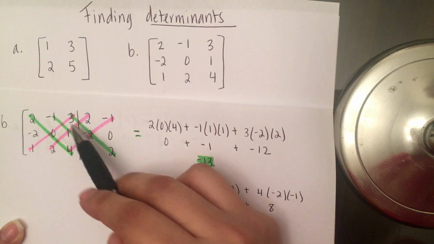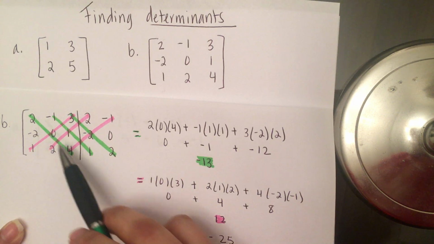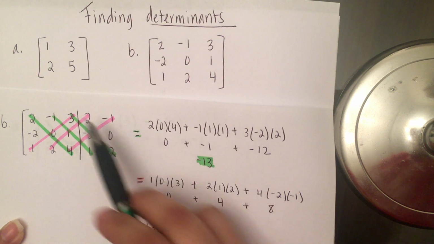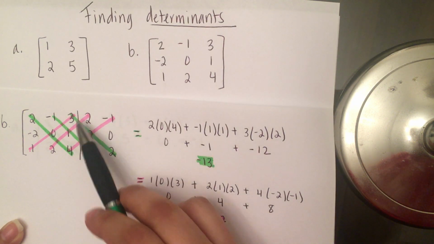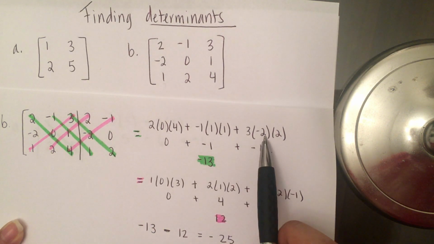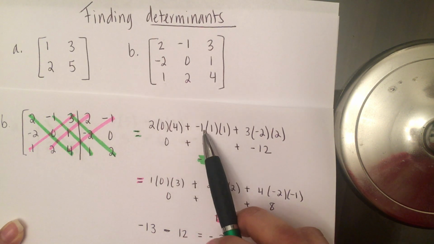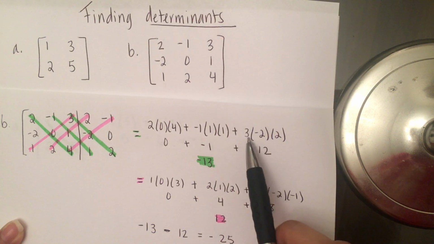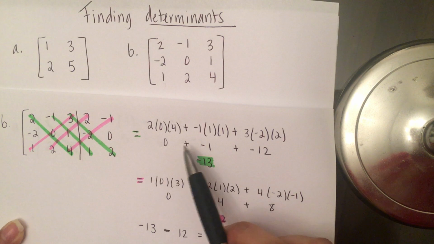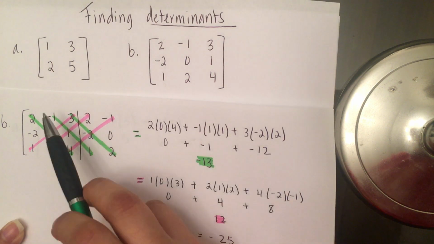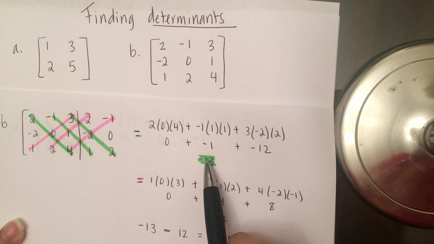I can go diagonally this way. The same thing happens. You multiply the 2 times the 0 times the 4, which is there, and then the negative 1, the 1, and the 1, and then the last one is the 3, the negative 2, and the 2. When they get multiplied, this is what I get: 0, negative 1 times 1 times 1 is negative 1, and 3 times negative 2 times 2 is negative 12. Then I add these numbers, so I get negative 13. So for the diagonals that were coming this way, I get a negative 13.